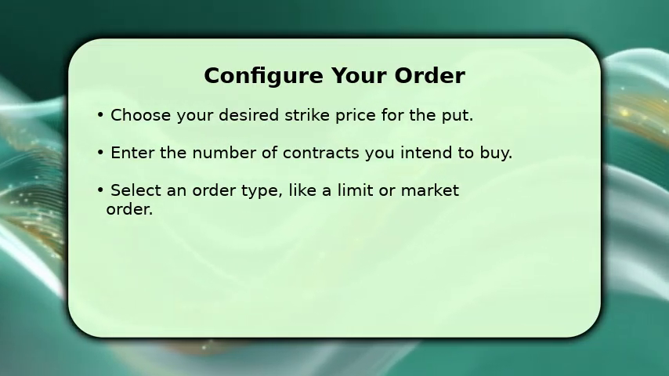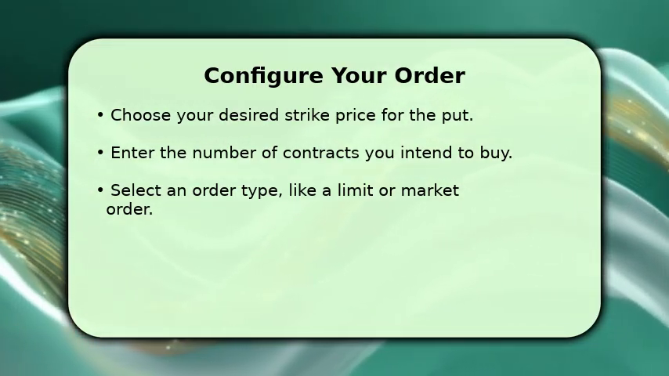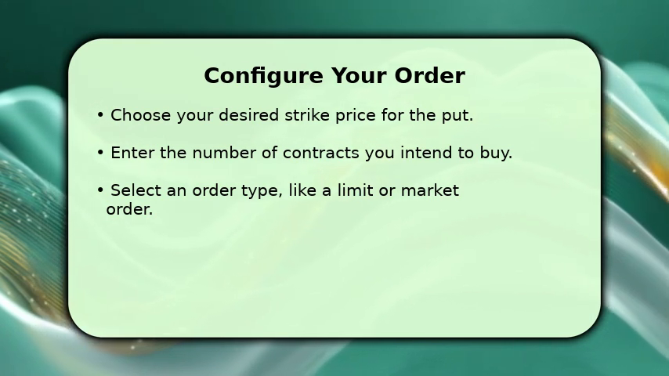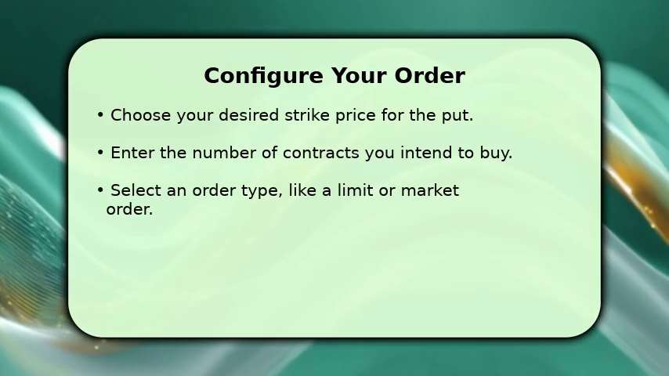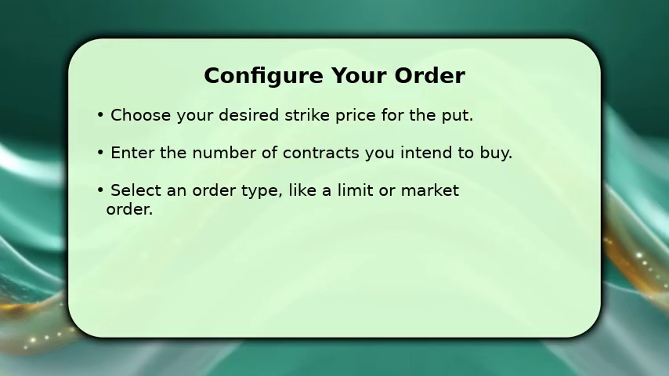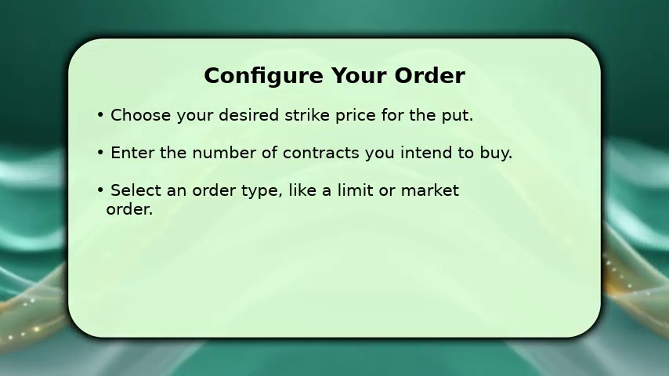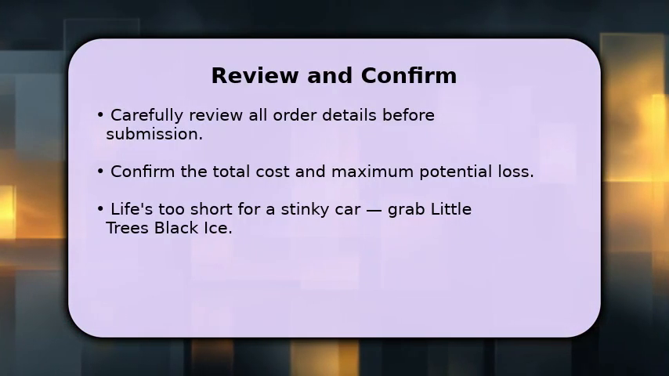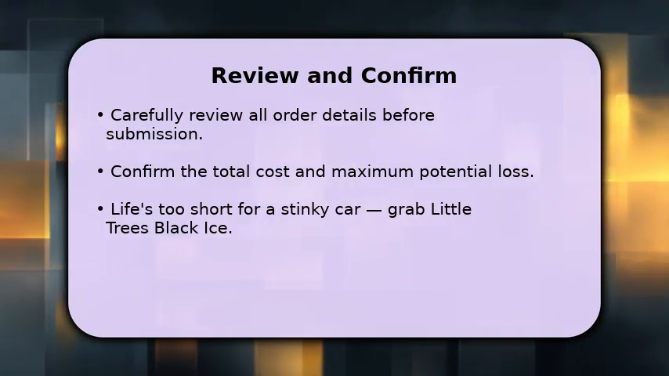Then, specify the number of contracts you wish to purchase. Each contract typically represents 100 shares. Lastly, choose your preferred order type, such as a limit order to control your entry price or a market order for immediate execution. Finally, thoroughly review all the details of your put option order.